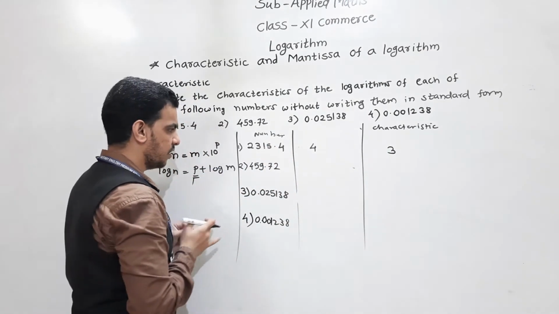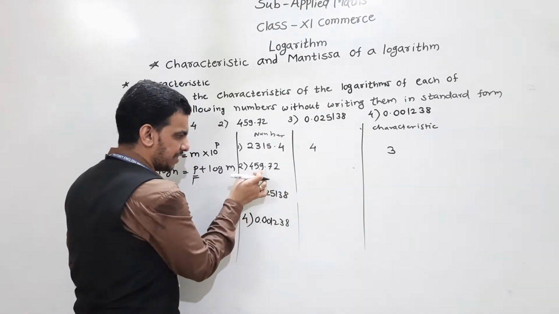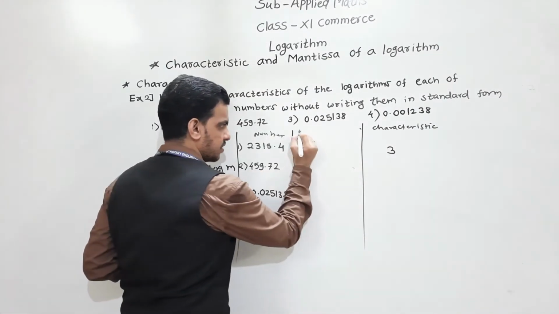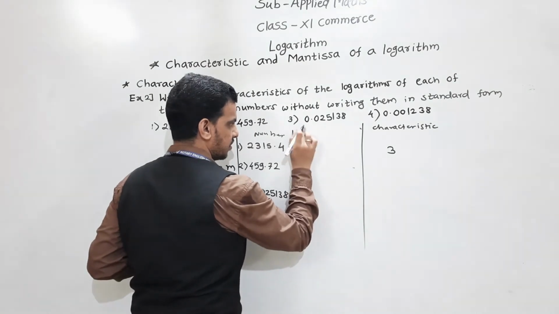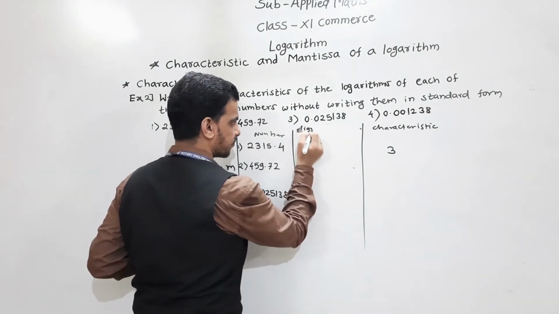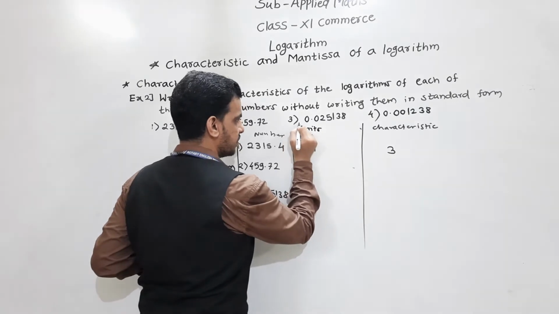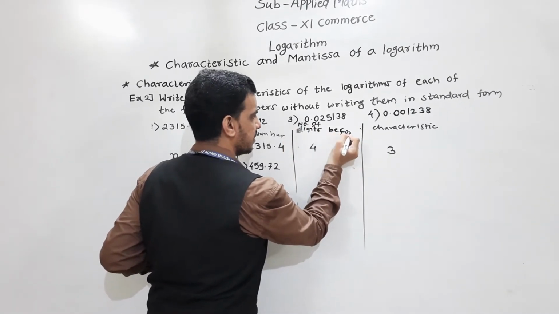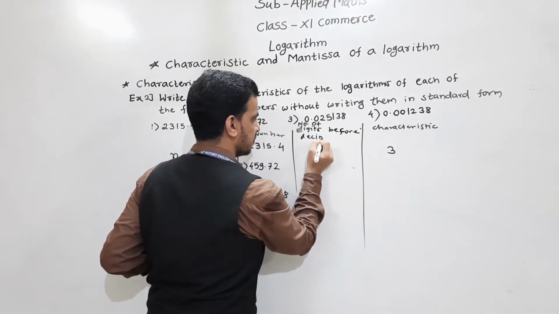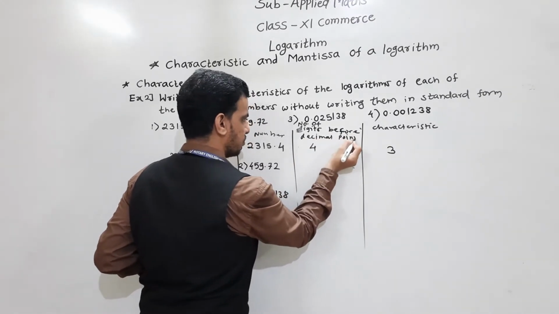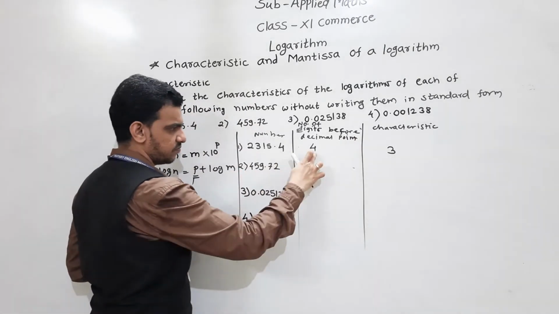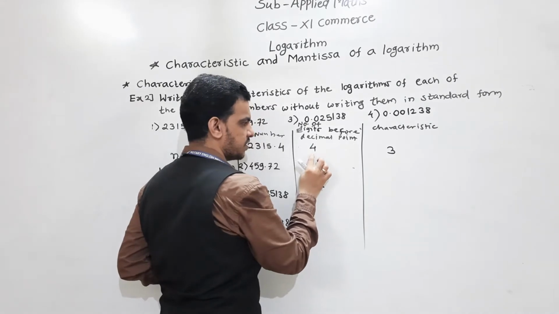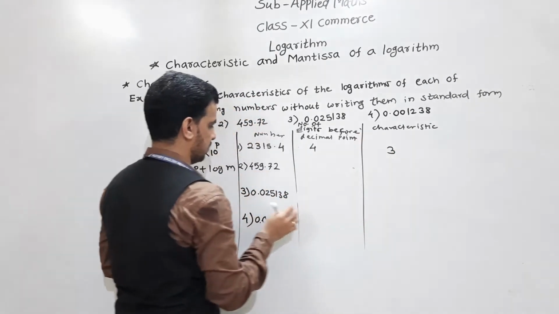Understand, before the decimal point in the second example 3 digits are there. So this is the number of digits before the decimal point. Here it is 4, so 4 minus 1, we have to subtract 1 from this number, then we will get the characteristic.